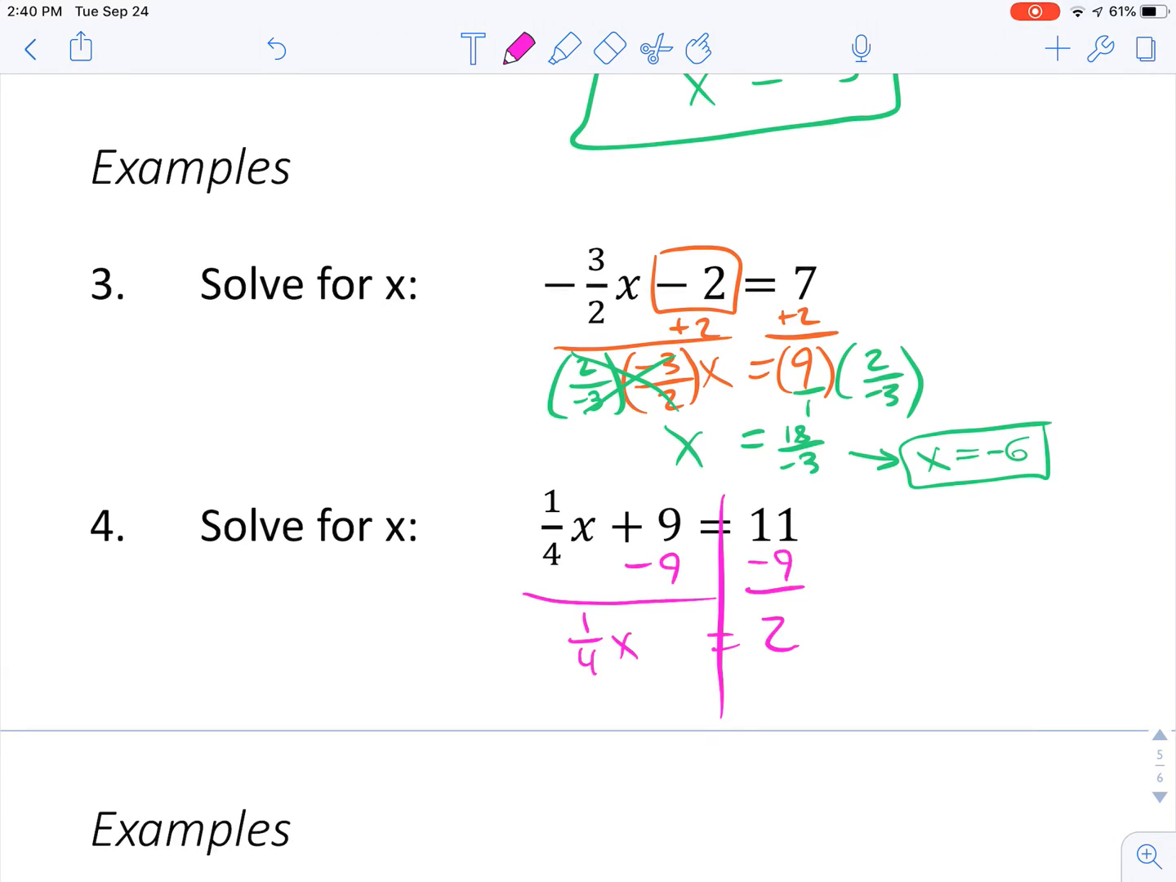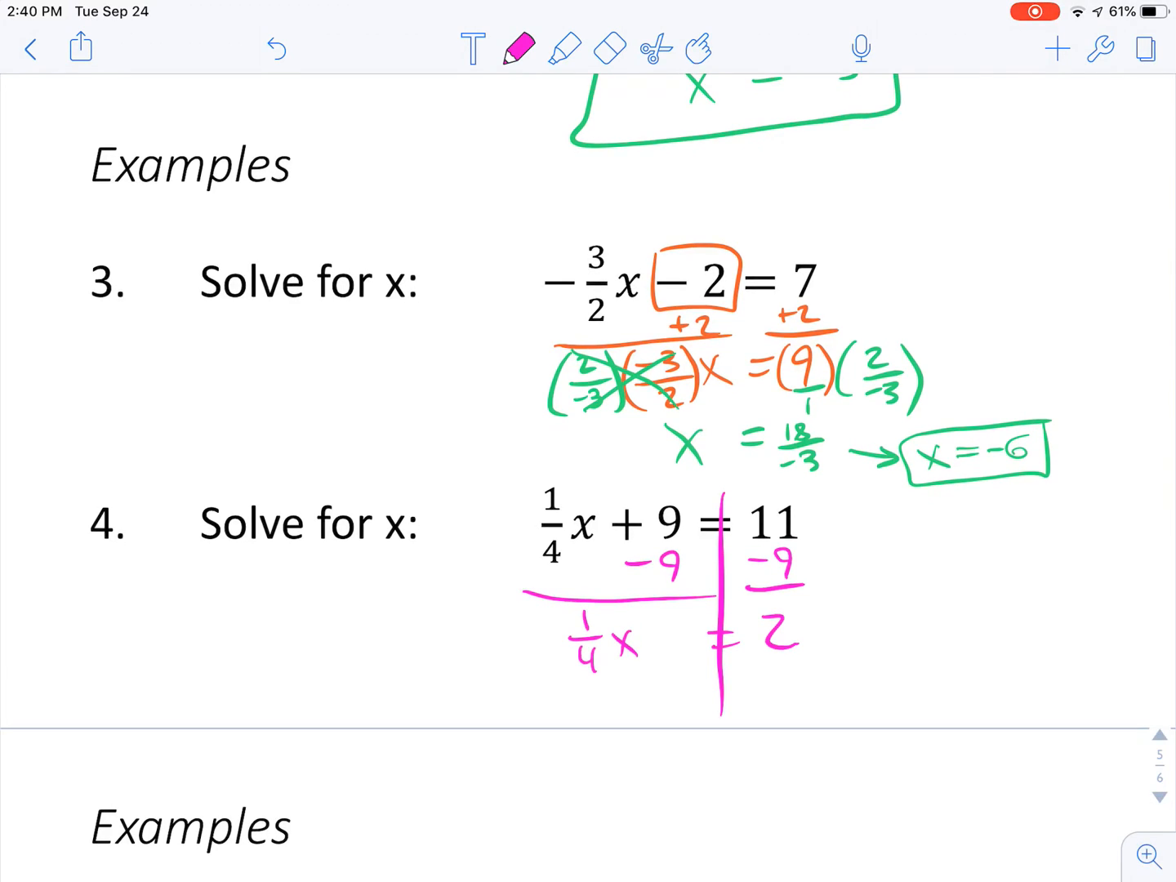Well, I want to get rid of that 1 over 4, so I'm going to multiply both sides by 4 over 1. Gets rid of the 4, gets rid of the 1s, just leaving us with an x. But if I do it to one side, I got to do it to both sides. 4 over 1, and really this is a 2 over 1, which makes 4 times 2, 8 over 1, which is really just x equals 8.